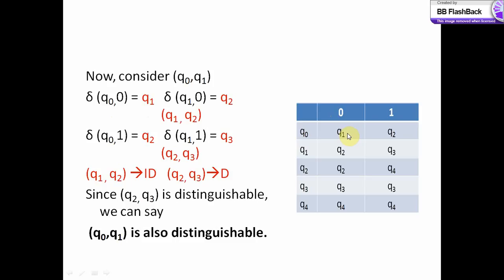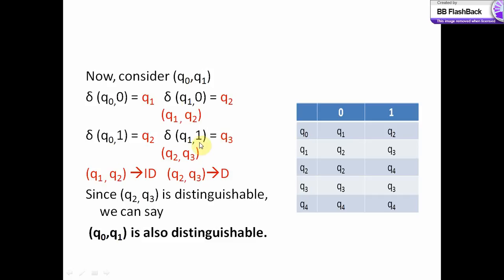For easier reference, I have given the transition table here. So Q0 on 0 is Q1 and Q1 on 0 is Q2. So this yields a pair Q1, Q2. Again, we apply the input symbol 1 to both the states. Q0 on 1 is Q2 and Q1 on 1 is Q3. So this yields another pair Q2, Q3.